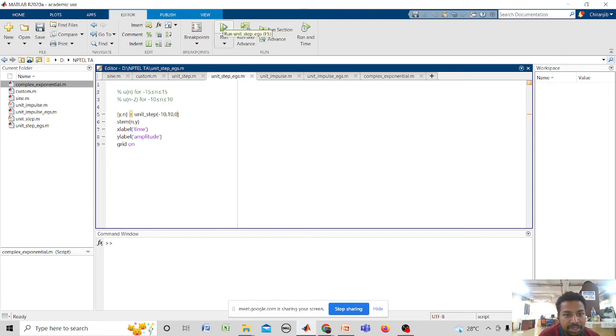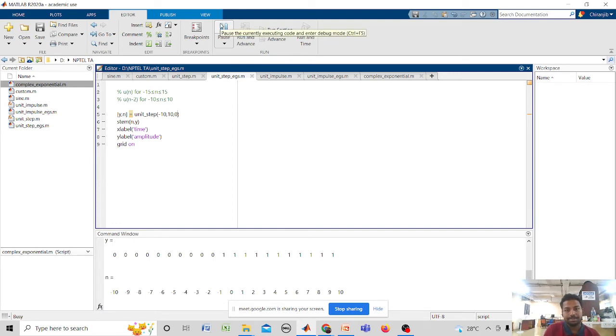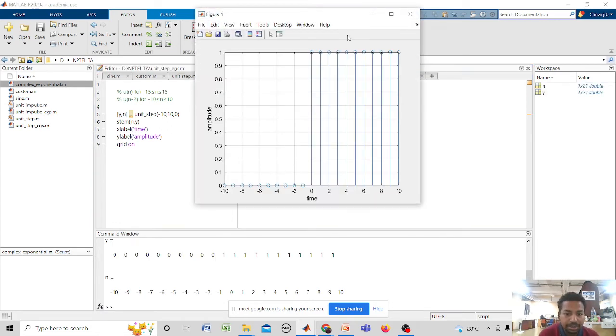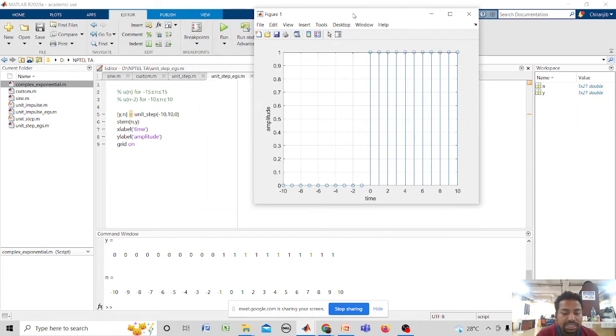function. Let's run this code. Okay, so this is clear. So we wanted a unit step from minus 10 to 10, where the value should be 0 from minus 10 to 0, and the value will be 1 from 0 to 10. And as we have written stem, we are getting discrete values.